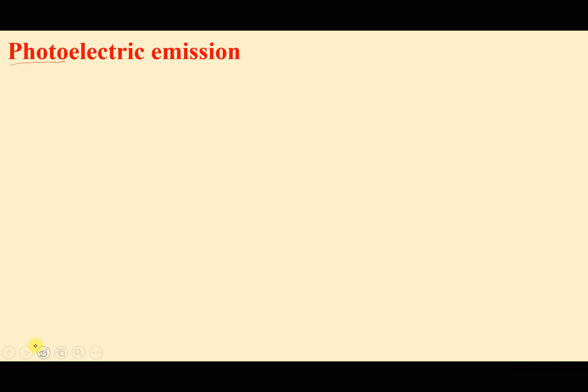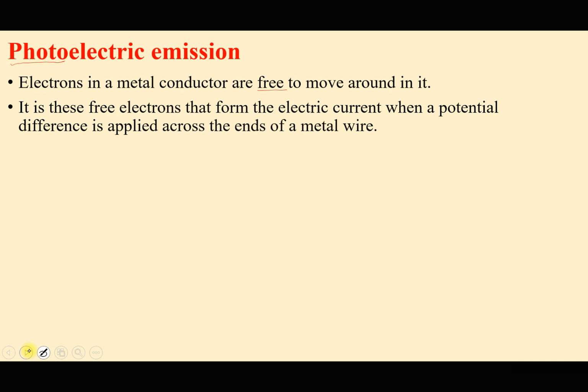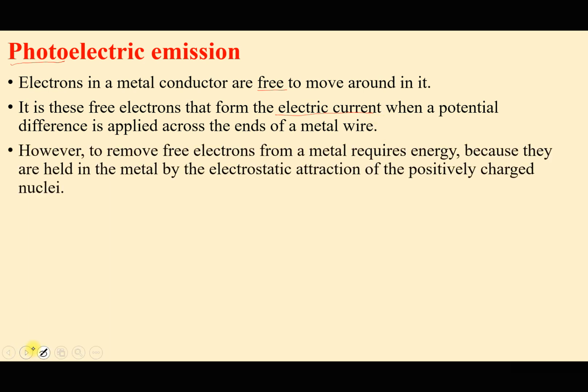Just to give you a background, we know that electrons in a metal conductor are free to move around in it. So we know that metal conductors have free moving electrons. These electrons can move from one end of the conductor to the other end. And according to the concepts we studied in electricity, it is these free electrons that form the electric current. That's why we define electric current as the rate of flow of these charge carriers. So it is these free electrons that form the electric current when a potential difference is applied across the ends of a metal wire.